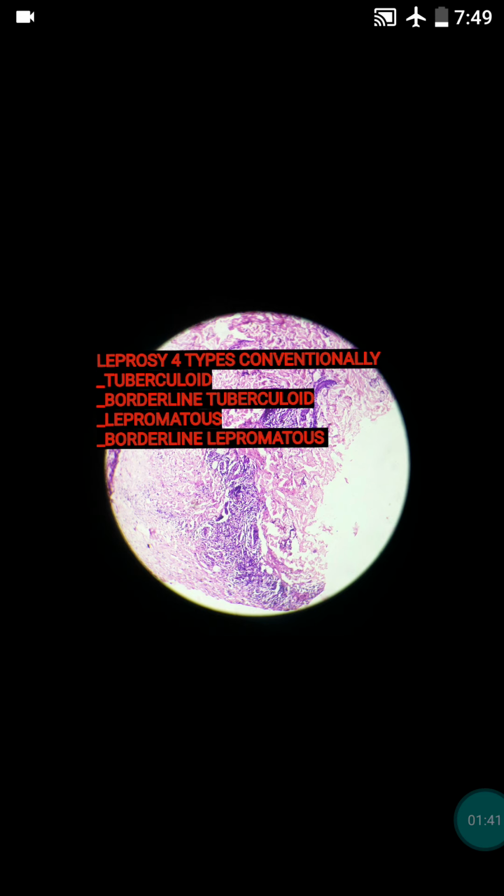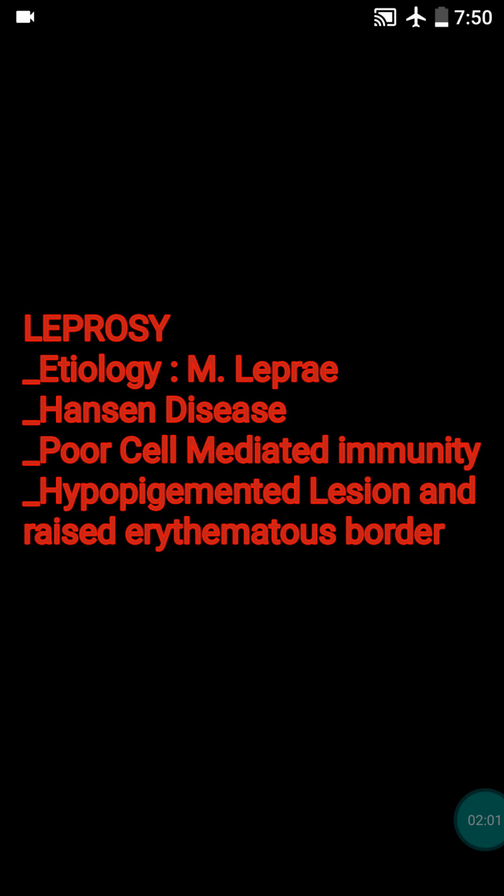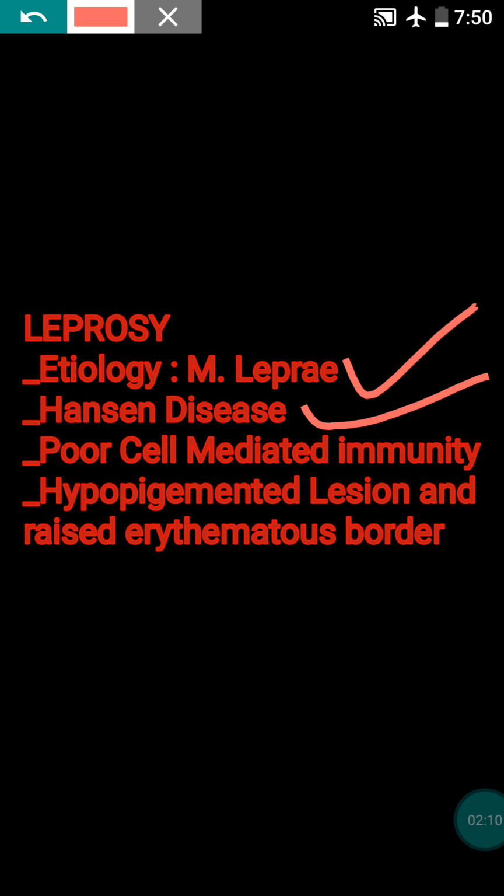If your cell mediated immunity is present, then you will develop granuloma, and you will develop tuberculoid leprosy. If your cell mediated immunity is weak, then you will develop lepromatous leprosy. So let's start the discussion on lepromatous leprosy, borderline lepromatous leprosy. This is a summary: the etiology is Mycobacterium leprae, and leprosy is also called Hansen disease. Cell-mediated immunity is poor in lepromatous leprosy.